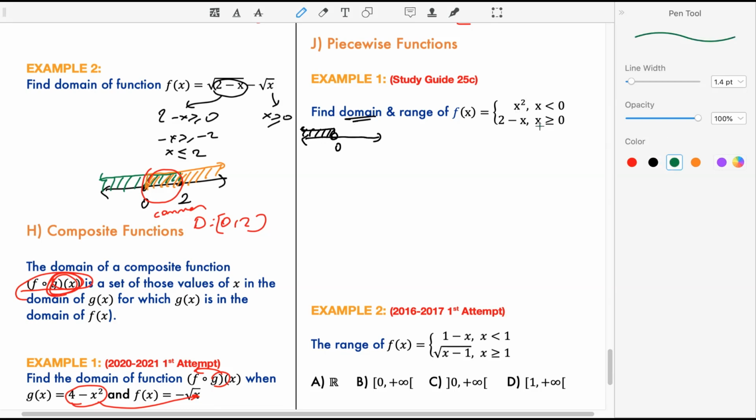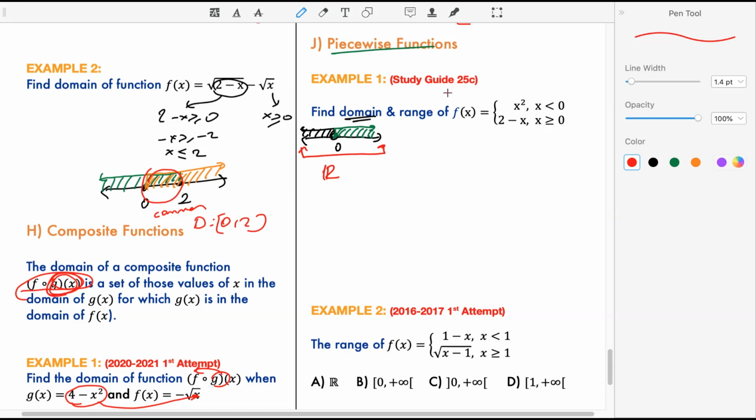And x is greater than or equal to 0. This time we fill the point, shade the right side. So for domain and range of the piecewise functions, we don't take the common, we take the union. So let's unite them. When you unite them, take all. So all real numbers will be the domain. So we shaded everything. So left side of 0, right side of 0, every number is shaded. So all real numbers is the domain.